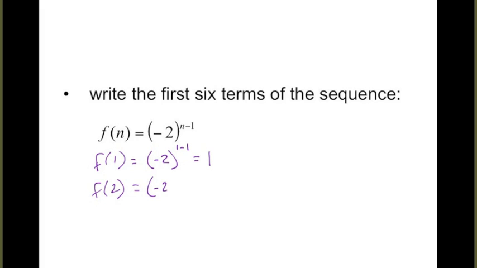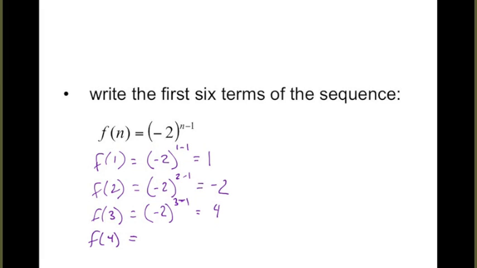f of 2, we plug in a 2. So that gives me negative 2 to the first power, which is negative 2. Then we plug in a 3. So 3 minus 1 is 2, and this gives me negative 2 squared, or negative 2 times negative 2, which is positive 4. At this point, if you can see a pattern, you can just continue it. If you don't see a pattern, then just continue plugging in numbers, and you'll create the rest of your terms that way. Does anybody see the pattern here?